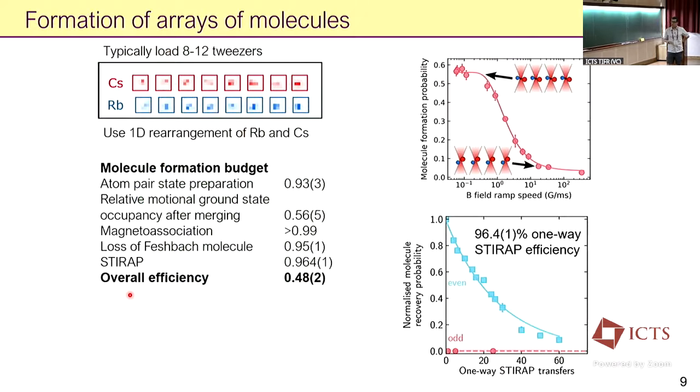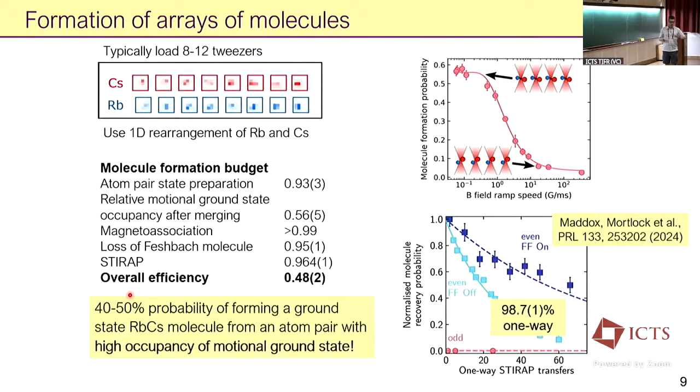So let me jump ahead. This just shows you the kind of error budget. I'll not go through the details other than to say that basically when we prepare an atom pair in the correct states, then our probability of forming a molecule is somewhere between 40 and 50% in that tweezer. But crucially, this molecule has a very high occupancy in the motional ground state. So we're actually preparing the molecule in a single motional quantum state and a single internal state. And this efficiency is totally limited by how well we can cool to the 3D ground state in the tweezers with Raman sideband.